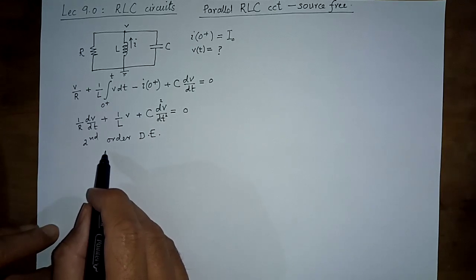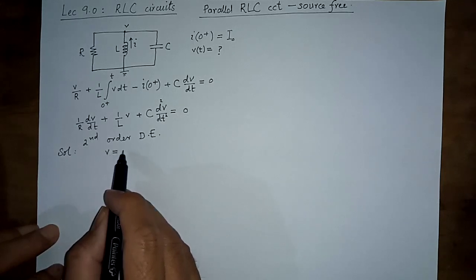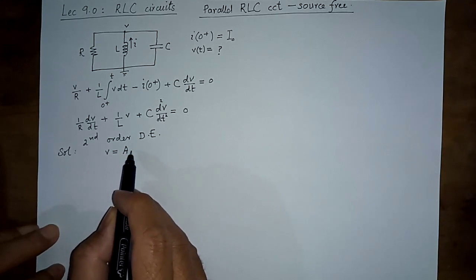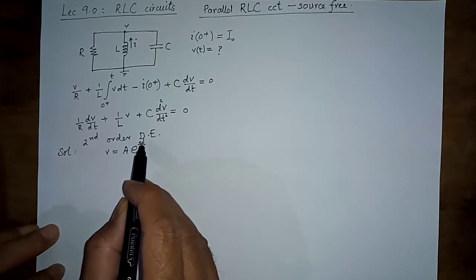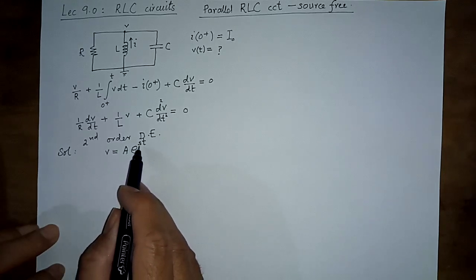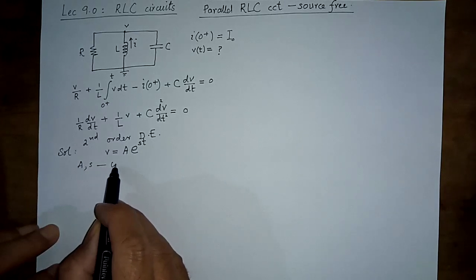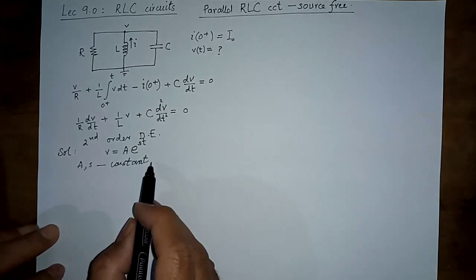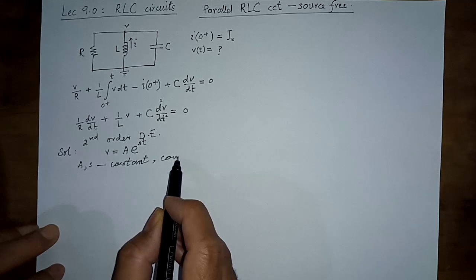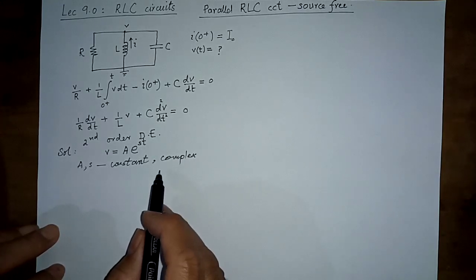So suppose we assume this is the solution. We are assuming the solution to be V(t) equal to A e raised to the power st. Now s is a constant, A is a constant, and in order to get a very general solution, let us assume that A and s can be complex quantities as well. Complex numbers. I hope you remember complex numbers.